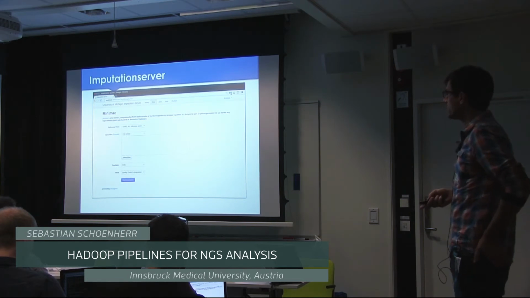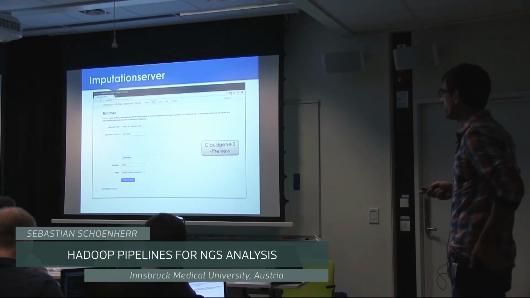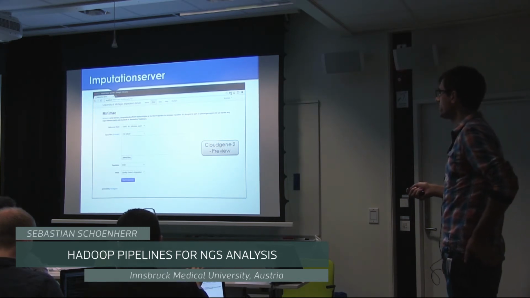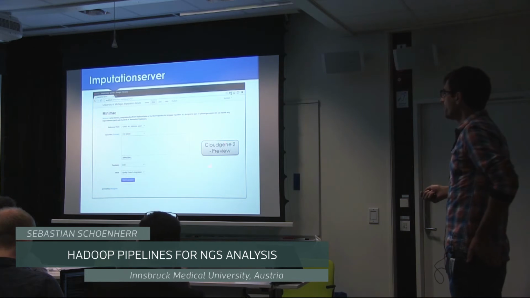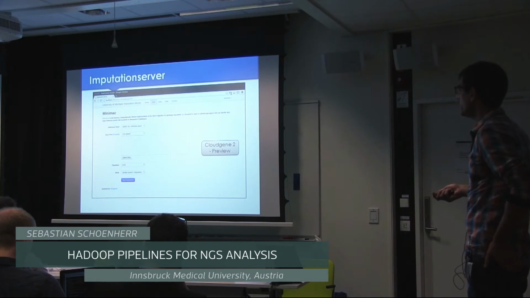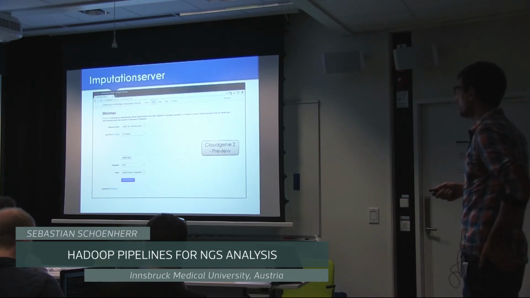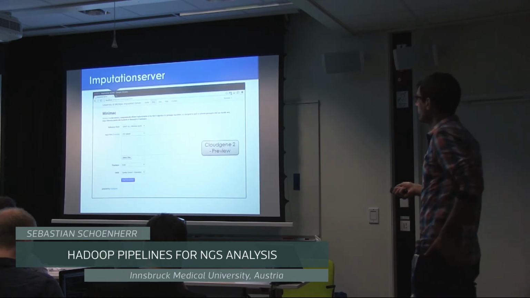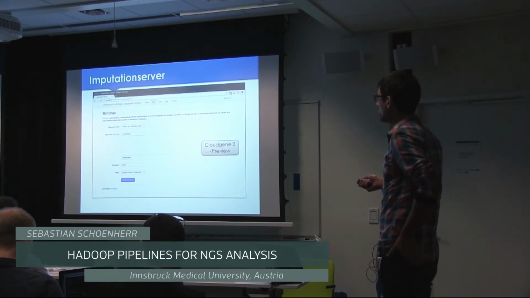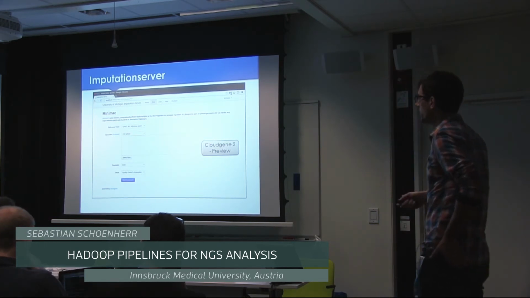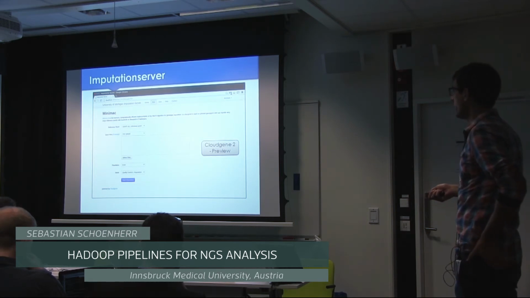Okay, so this is the new Cloudgene. It's a preview, it's not published yet. As you can see, we changed the graphical user interface. We are now using Twitter Bootstrap on the client side. In the old Cloudgene, we used the GWT framework. This is the simple interface. The user can simply upload the data via file upload from the local workstation or SFTP, and then the imputation is executed on our server.